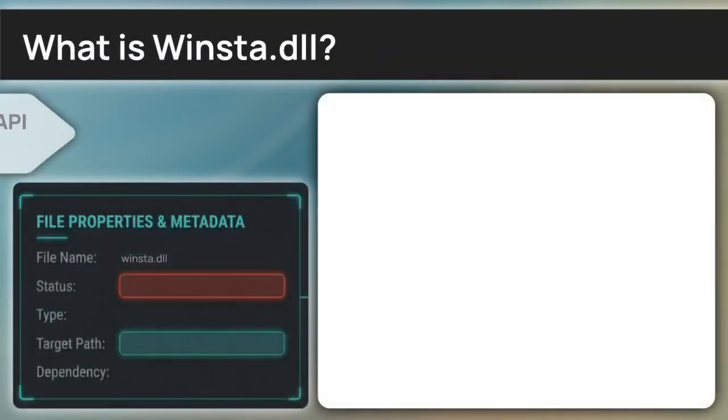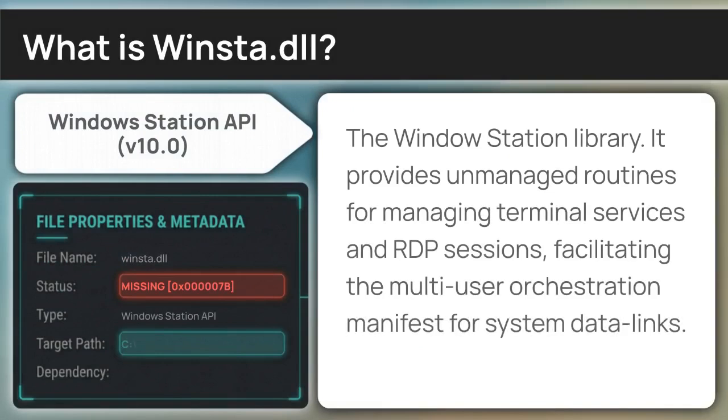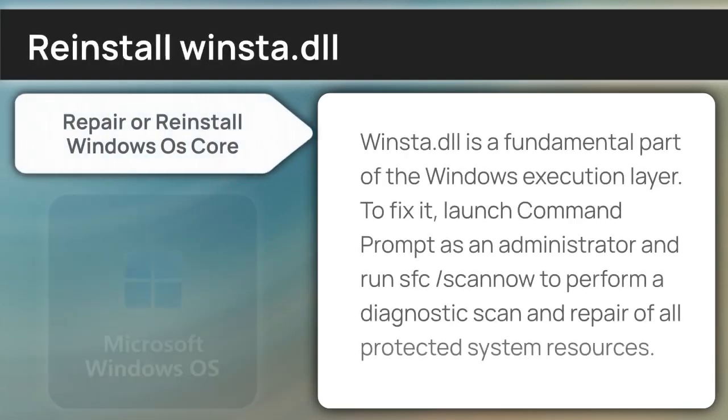This is the WinStation module, the Windows Station library. It provides unmanaged routines for managing terminal services and RDP sessions, facilitating the multi-user orchestration manifest for system data links. Now that you know how the file works, let's focus on the how and fix the issue. Winsta is a fundamental part of the Windows execution layer.